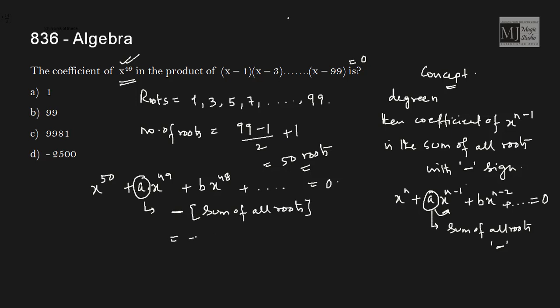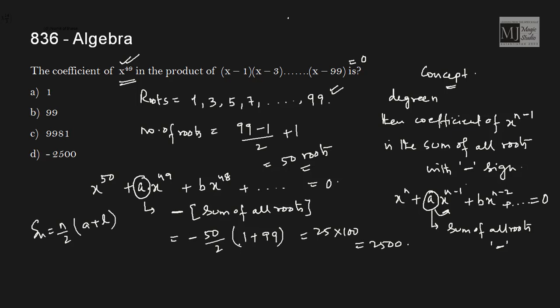Now what is the sum of all roots with the minus sign? It is n by 2 into a plus l. Why am I using this Sn equals n by 2 into a plus l? Because if we see, the series of roots is nothing but an AP series with common difference 2, first term 1 and last term 99, and number of terms are 50. So it would be 25 into 100, that is 2500. But with a negative sign, therefore the coefficient of x to the power 49 is minus 2500.